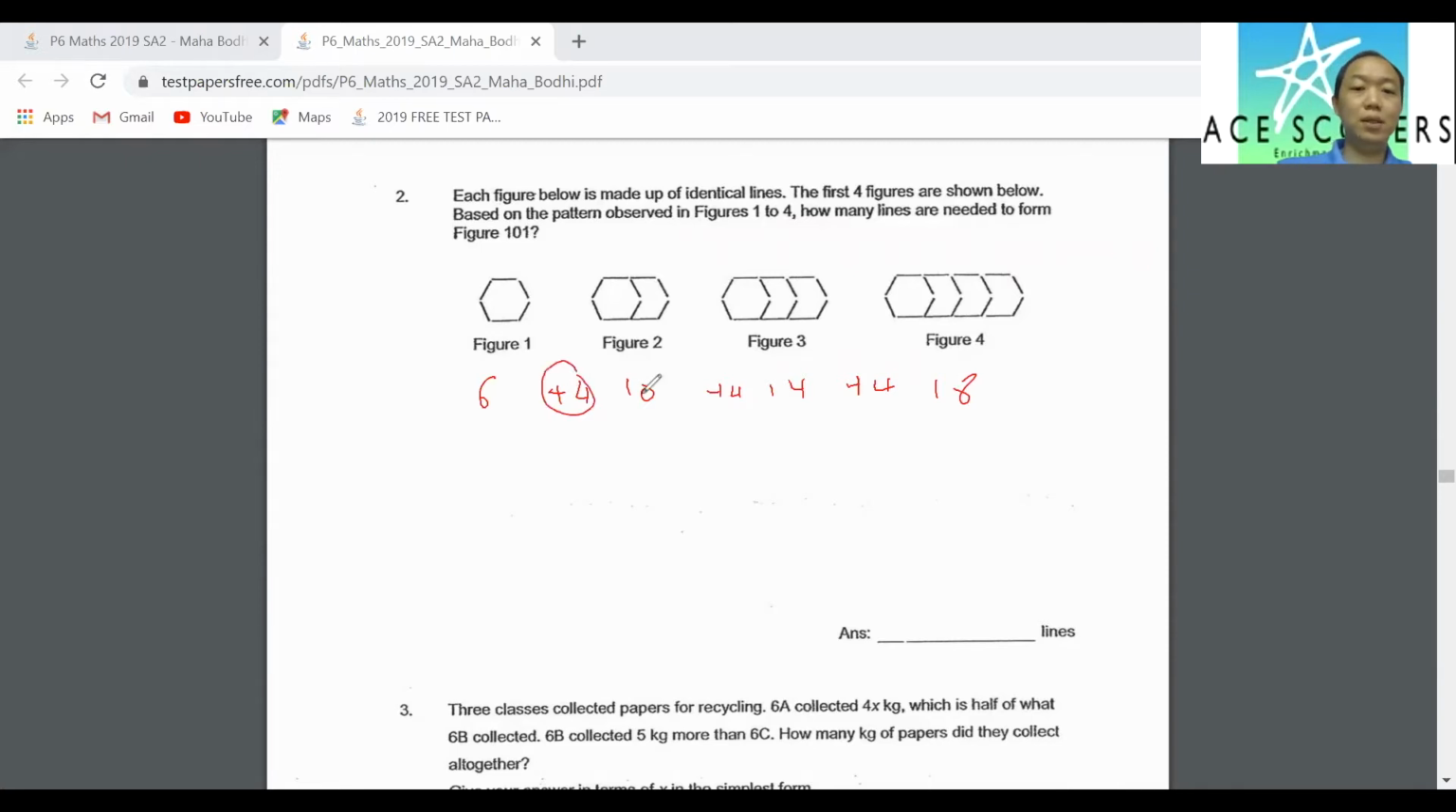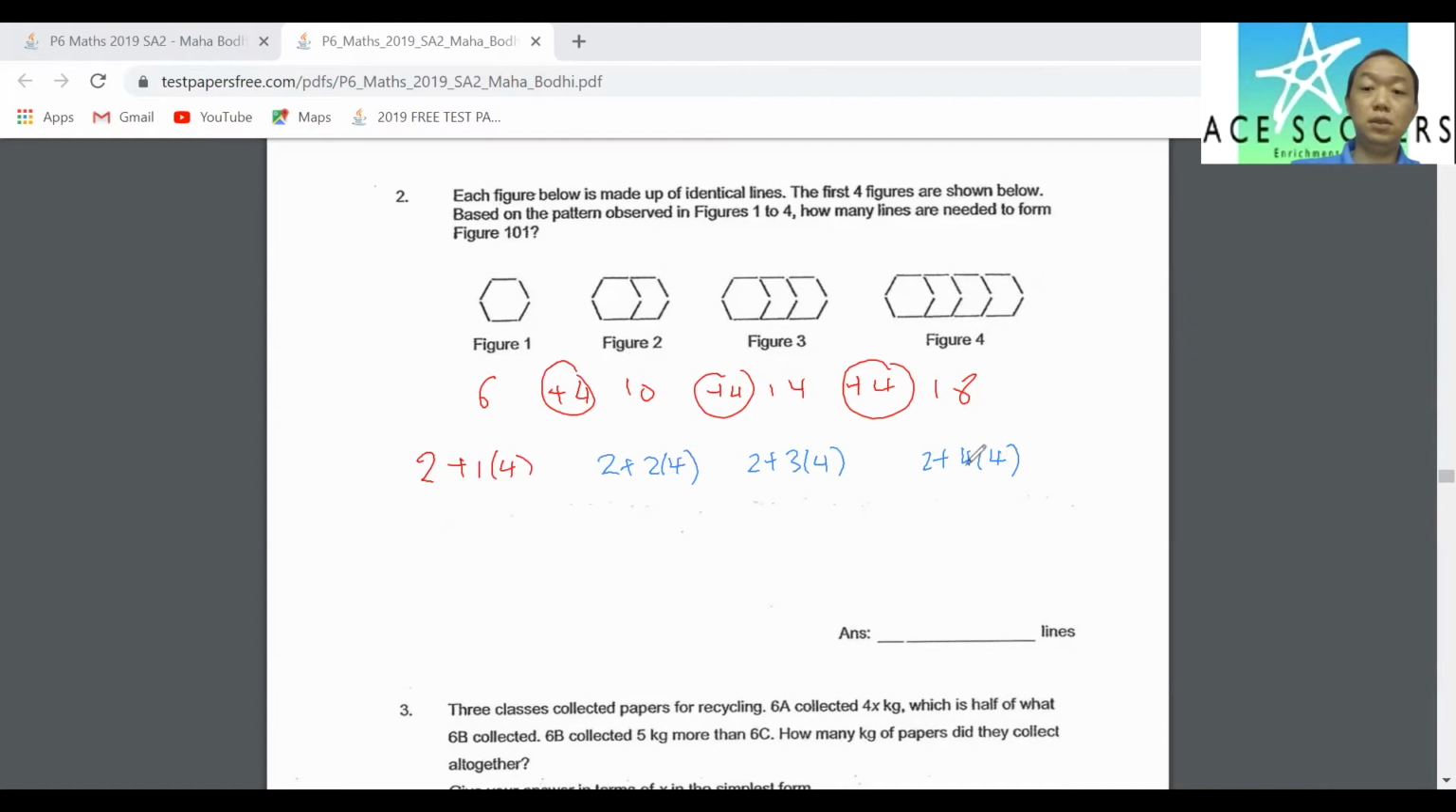Okay, so can you see we keep adding plus 4, plus 4, plus 4 here. We start with 6. How many lines do I need to form figure 101? So figure 1 is just 1 time of 4. So it's 2 plus 1 time of 4 equals 6. Okay, 10 is 2 plus 2 times of 4 gives you 10. 2 plus 3 times of 4 gives you 14. 2 plus 4 times of 4 gives you 18.